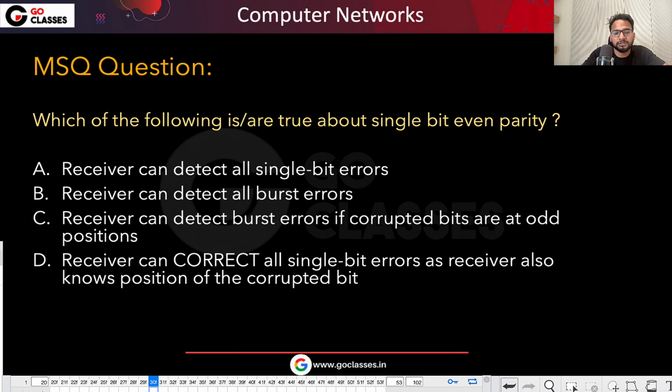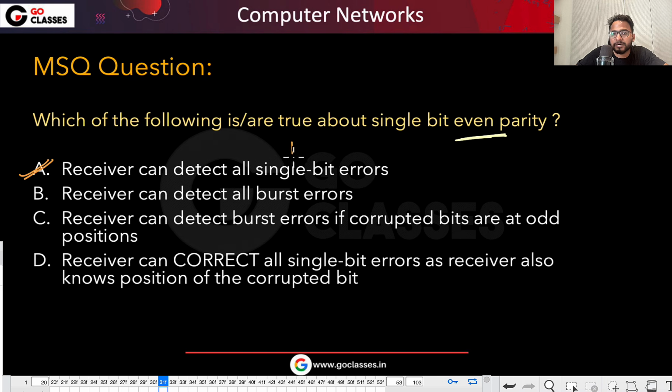Let's solve this question. This is a nice question. Which of the following is or are true about single bit even parity? Even parity you are using. Doesn't matter whether you are using even or odd parity, in terms of the analysis both are the same. Option A: the receiver can detect all single bit errors. Single bit means 1 bit error, yes, the receiver can detect. So this is the correct answer. But since it's an MSQ, let's see more options.